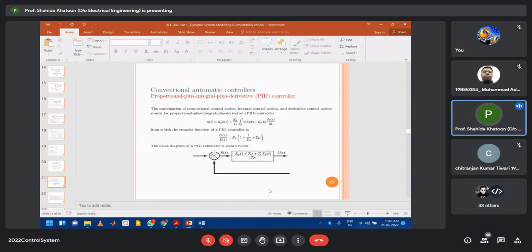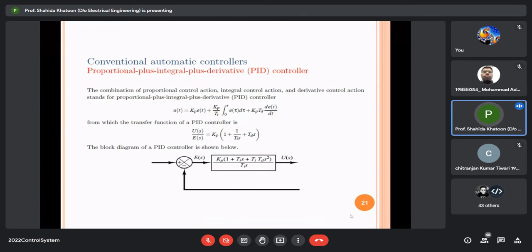So this is the conventional PID controller. This is again very, very important, so please note down the equations. A combination of proportional control action, integral control action, and derivative control action stands for PID, the proportional plus integral plus derivative controller. So basically it is the addition of all these three terms.